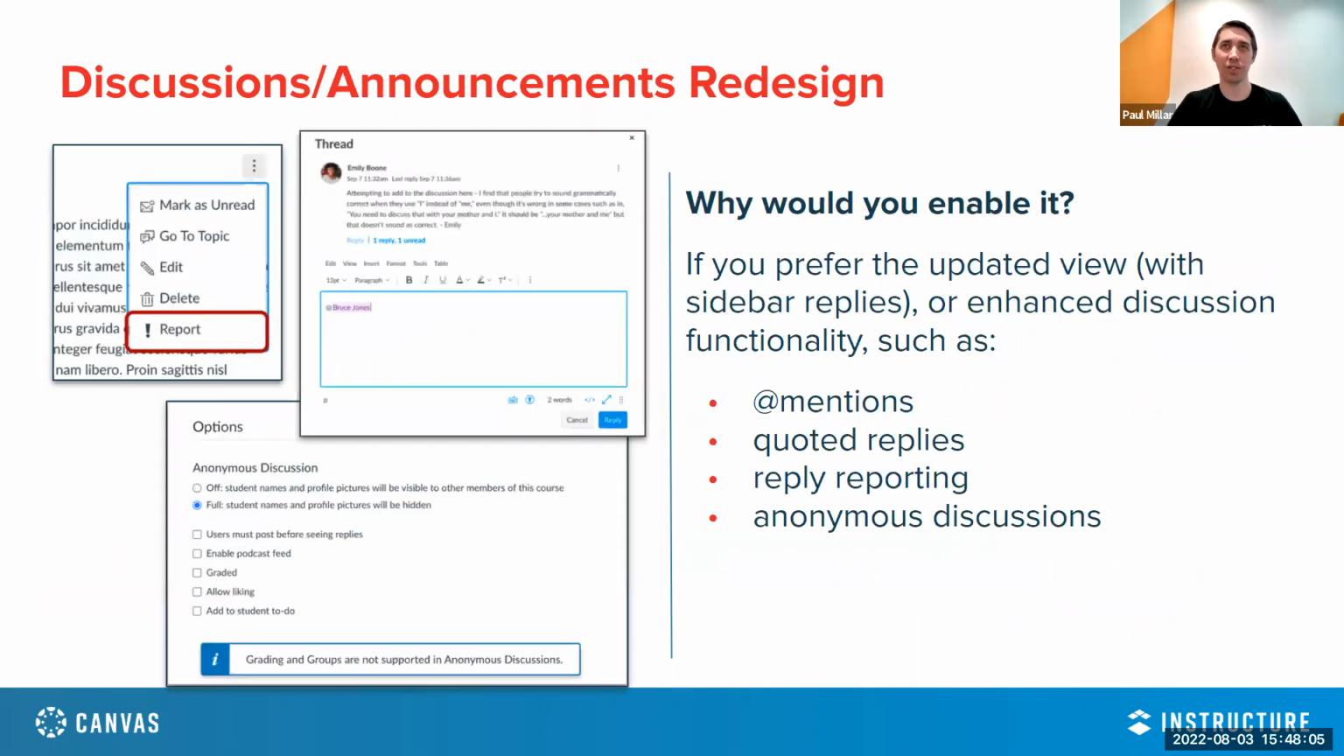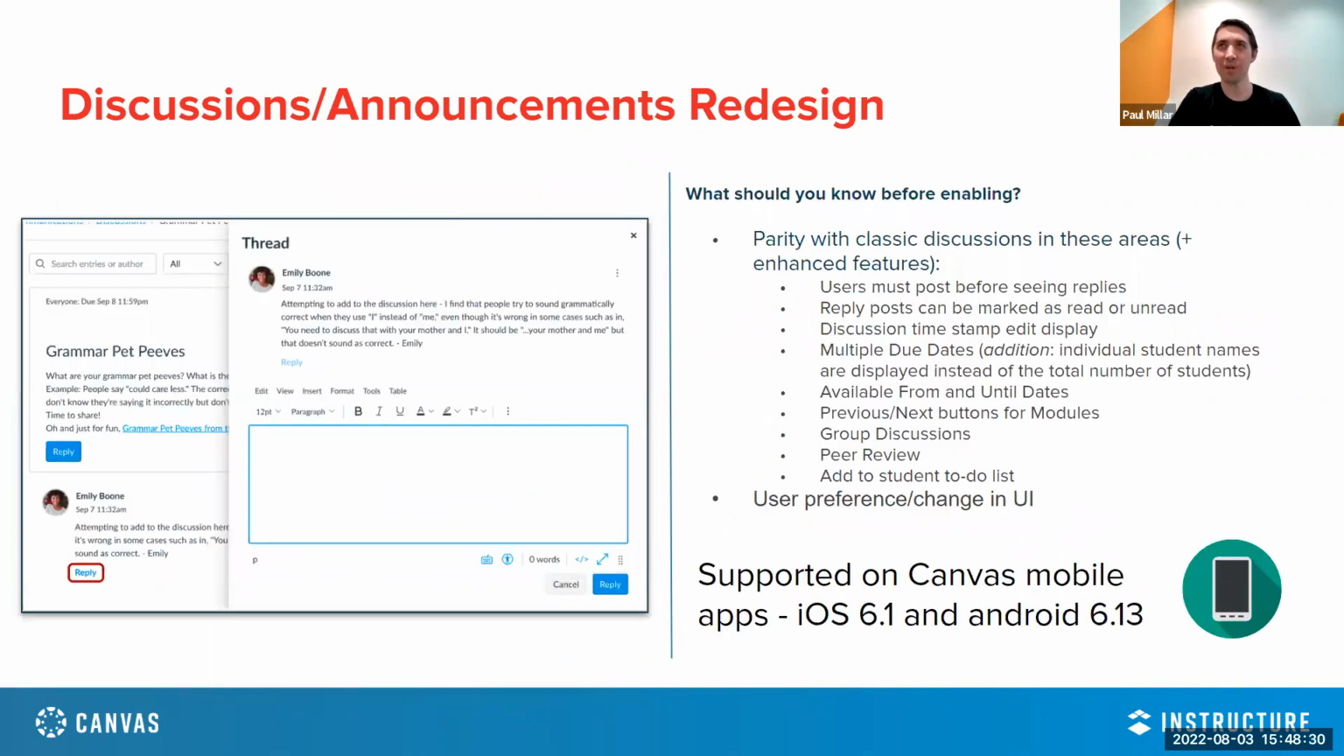But as Ruth mentioned, there's a bunch of extra, more modern functionality that's just not available in the classic discussions. So the app mentions and quote replies, the anonymity and reply reporting in particular, I know teachers are really excited about that one, so that we can control those discussions, particularly when we have some excited students who get a little bit out of hand sometimes. Yeah, it's a wall of text.